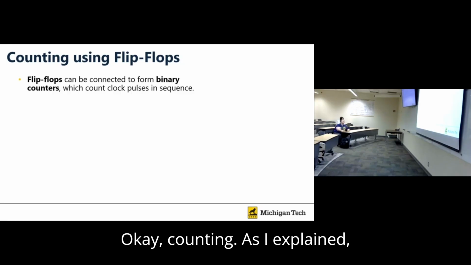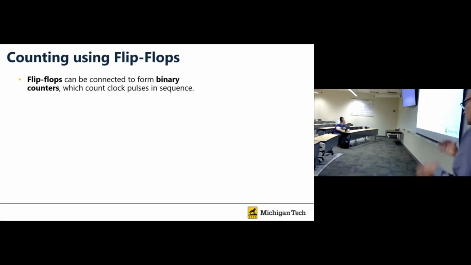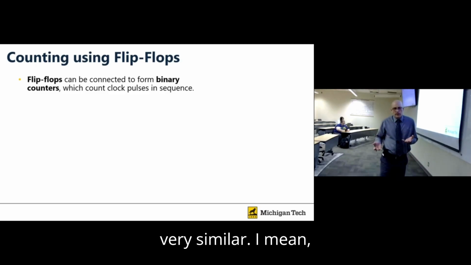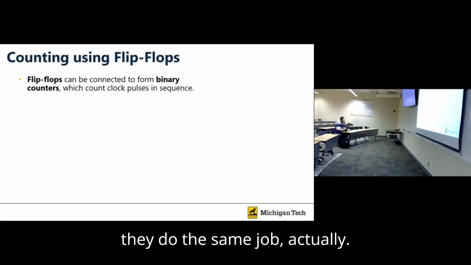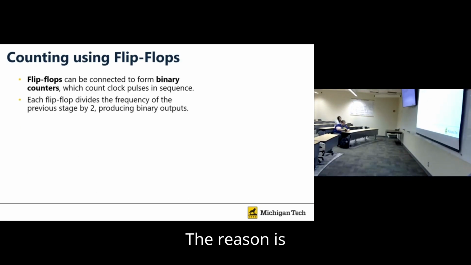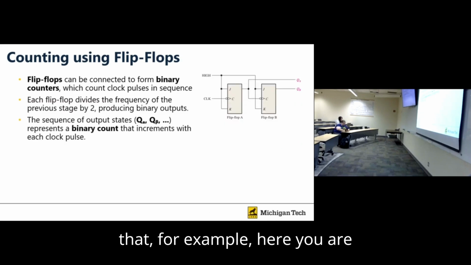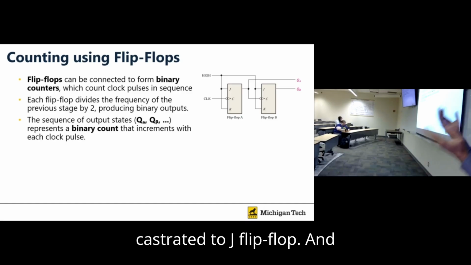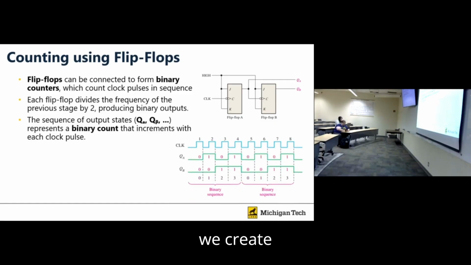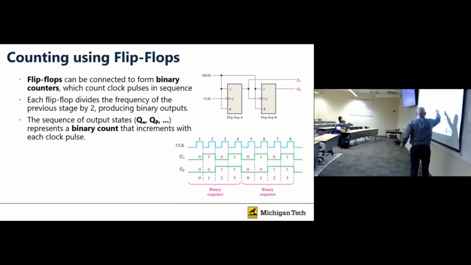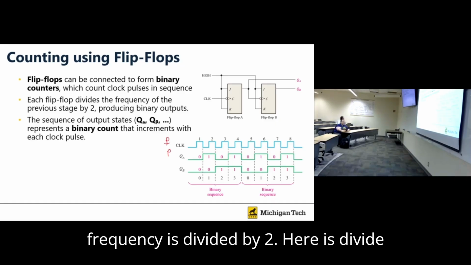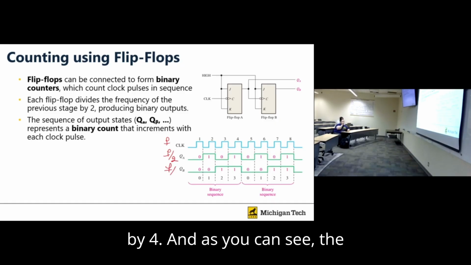Okay, as I explained, counters and frequency dividers are very similar. I mean, they do the same job, actually. The reason is that, for example, here we cascaded 2 JK flip-flops, and we created a divide by 2. Whatever the frequency is here, this frequency is divided by 2. Here it is divided by 4.